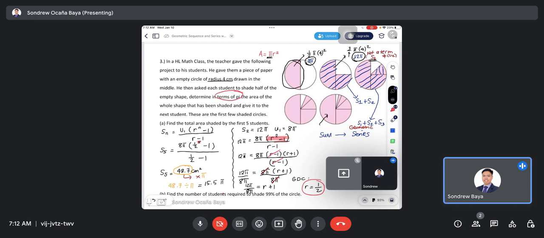Okay, so the purpose of dividing it by pi is for us to write it in terms of pi. So it's like we are removing pi from 48.7 because we wanted to keep pi as is. We don't want to multiply the value of pi to the coefficient, the numerical part. Okay, so it's 15.5 pi, or you can write this as 31 over 2 pi. And that is the total area shaded by 5 students.